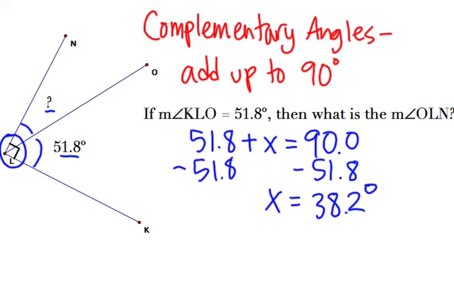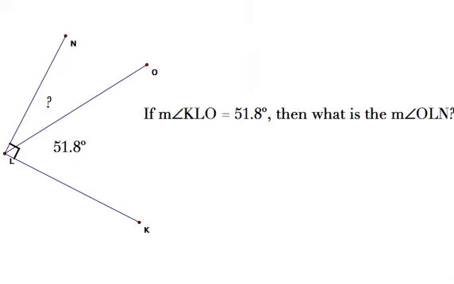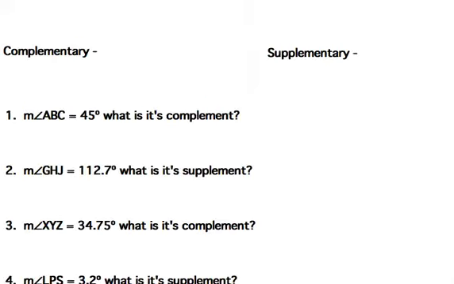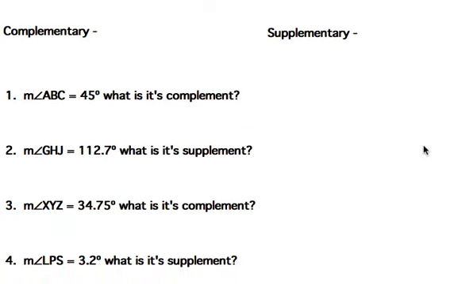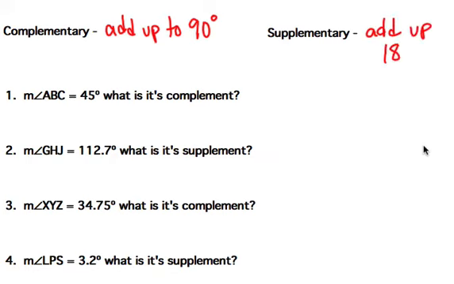Okay. So let's talk some more about complementary and supplementary angles. All right, so like I said, complementary is 90 degrees, so add up to 90. And again, it has to be 2 or more angles. If you just have a right angle, it's not a single complementary angle. It has to be 2 or more. And then supplementary, add up to 180.